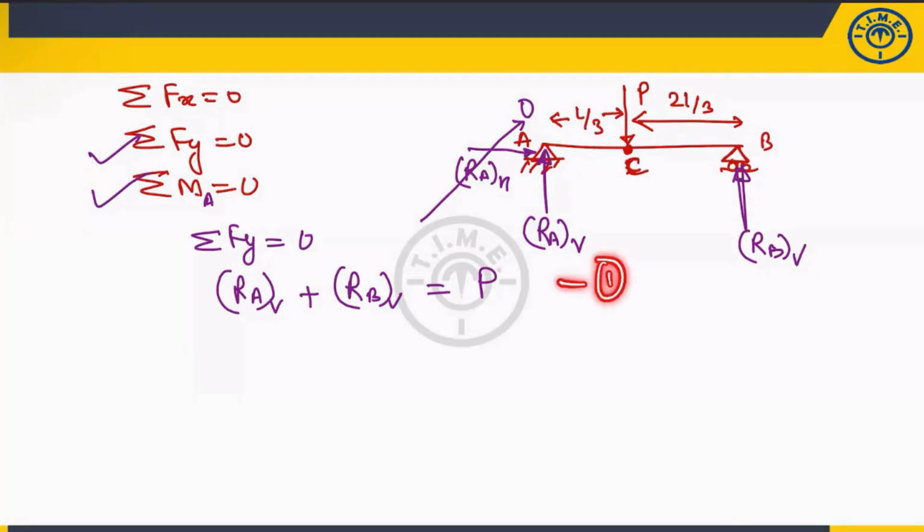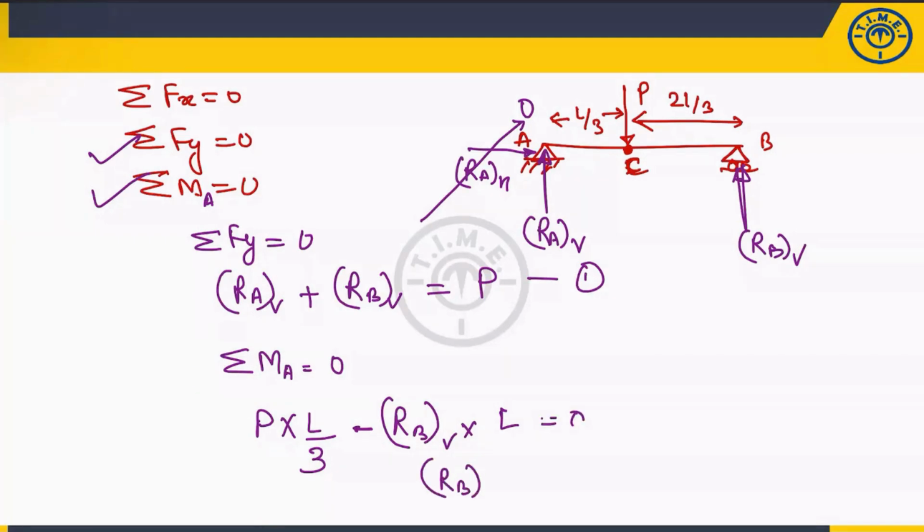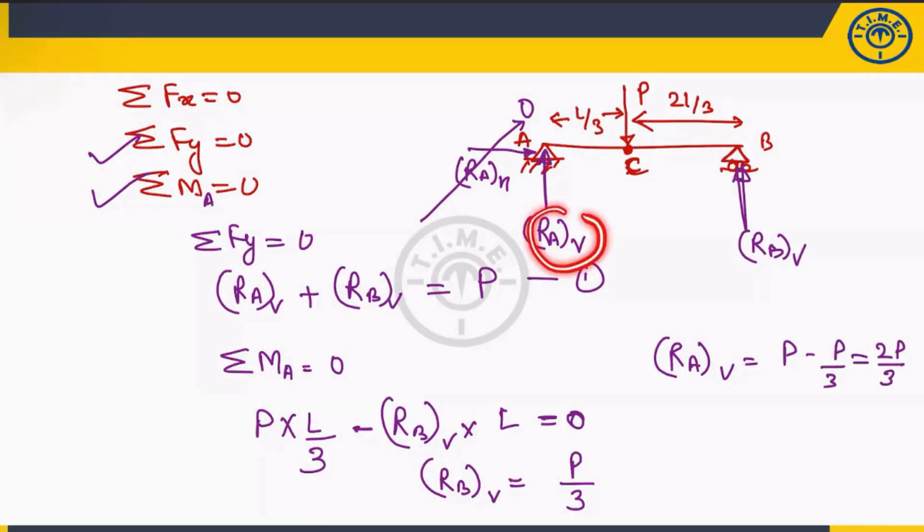Very good. So this is the first equation. Second equation, you can take the moment about A is equal to 0. So P into L by 3, this is basically creating a moment in clockwise. And this RB value is anti-clockwise. So can I write P into L by 3 minus RBV into L is equal to 0. So what is the value of RBV? RBV is nothing but P by 3. If you know RBV is P by 3, can I calculate RAV? Yes. P minus P by 3, which is equal to 2P by 3. So you know the value of RA is 2P by 3.